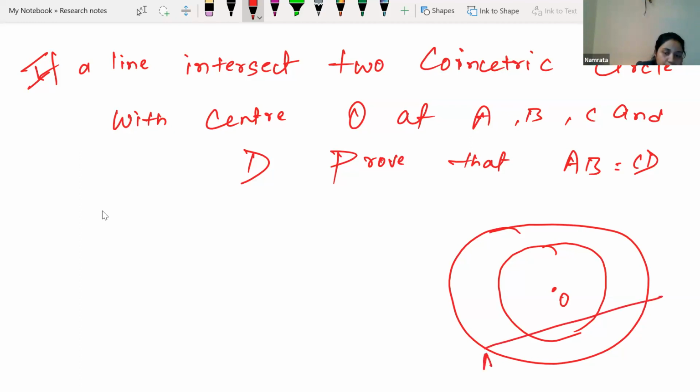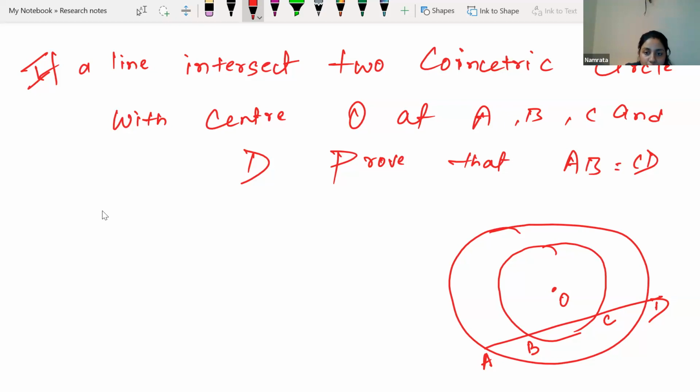Here we are having A, here we are having B, here we are having C, and here we are having D. If a line intersects two concentric circles with center O at points A, B, C, D, prove that we have to prove that AB and CD both are the same.